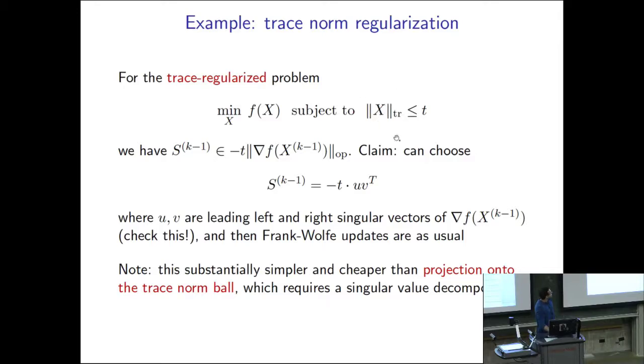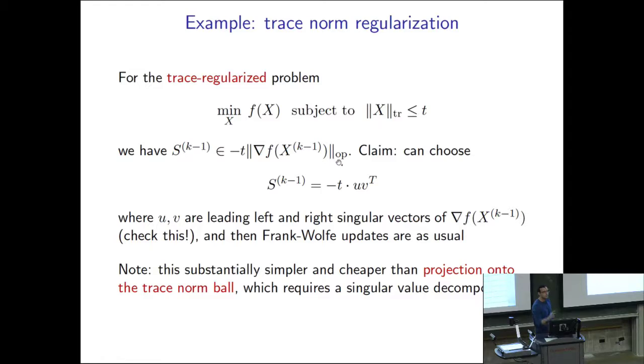The trace norm ball of radius t. And this is again a norm. So I need to know what the dual norm is, and I need to know how to take subgradients of it. The dual norm is the operator norm, something I think we've mentioned for sure and perhaps appeared in the homework. So this is the sum of the singular values. This is the largest singular value.